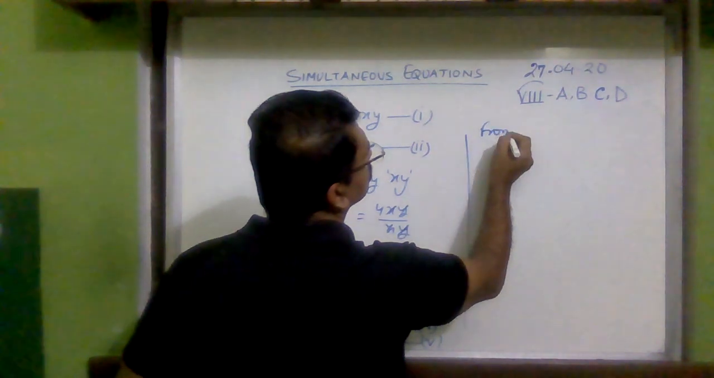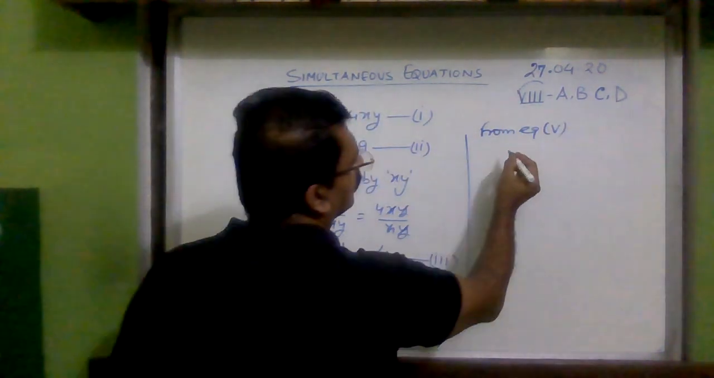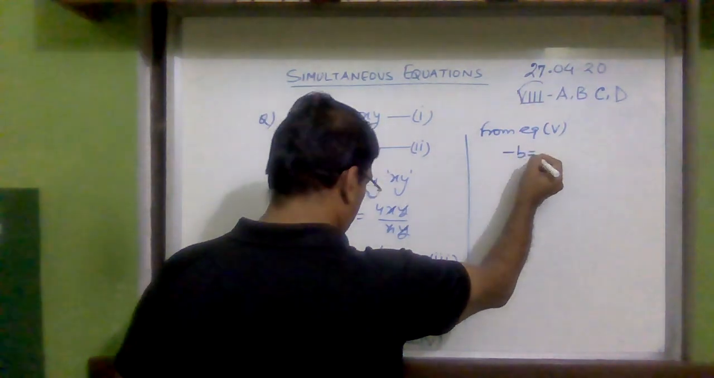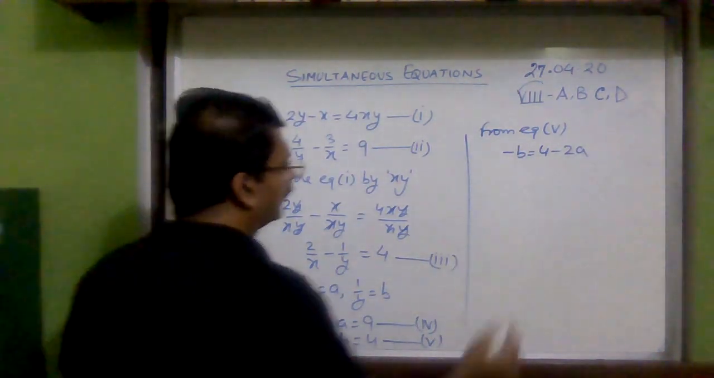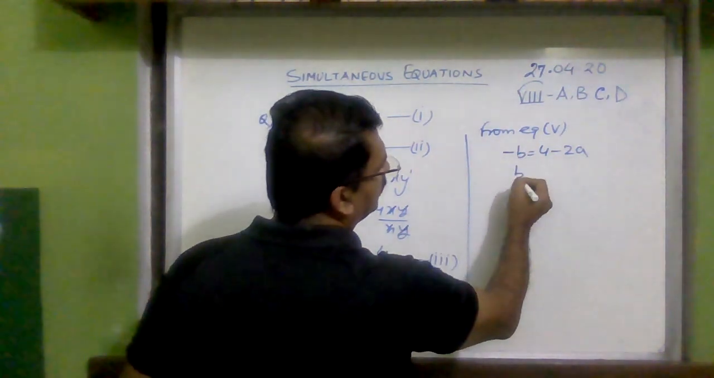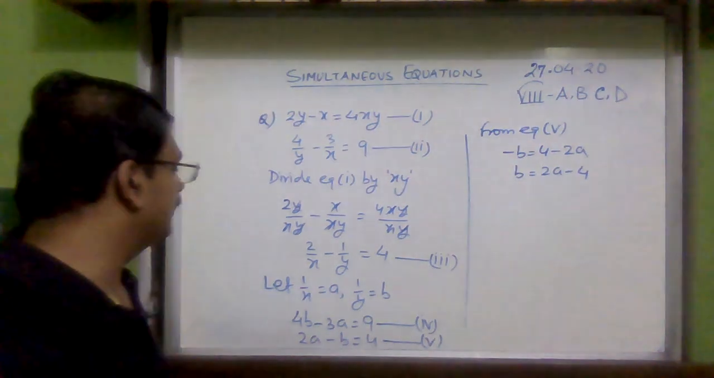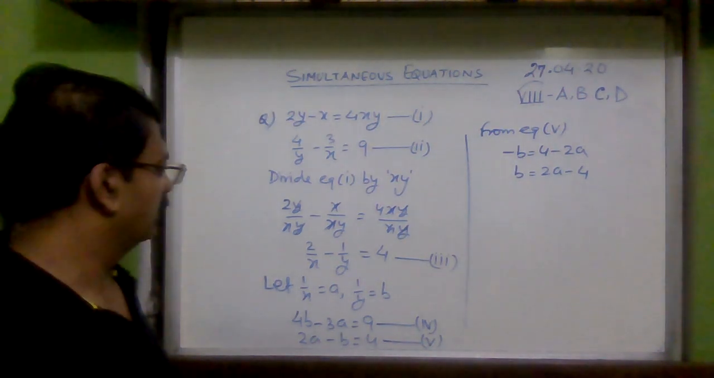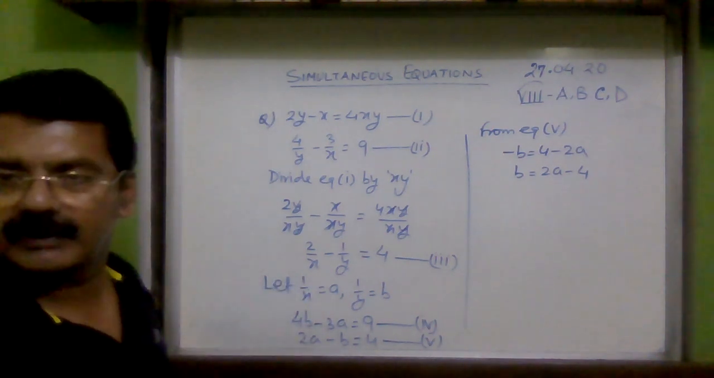From equation 5, minus b is equal to 4 minus 2a. Multiply the whole thing by a negative sign, then b is equal to 2a minus 4. You can see b is equal to 2a minus 4 we got from equation number 5. Now we will put this value in equation number 4.